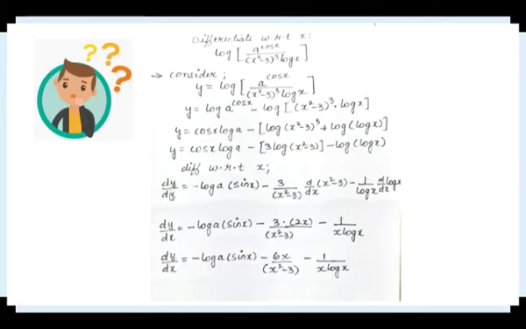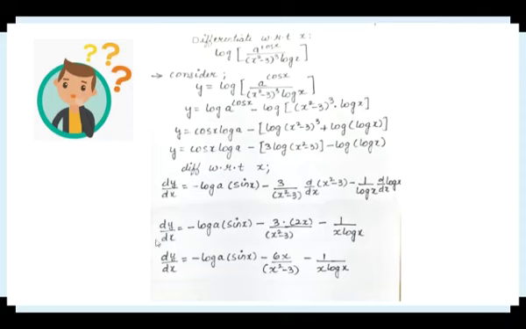So dy by dx will be, log a over here is constant, so I can write the derivative of cos x as minus sin x. And over here I can apply the derivative as minus 3 upon f of x, what will be the derivative? 1 upon f of x, again the derivative of f of x. So I have written 3 upon x square minus 3, and again the derivative of x square minus 3. And the derivative of log of log x will be minus 1 upon log x, and again the derivative of log x.